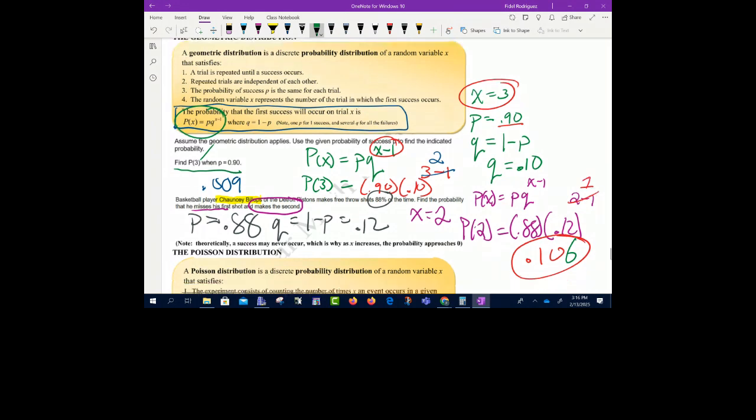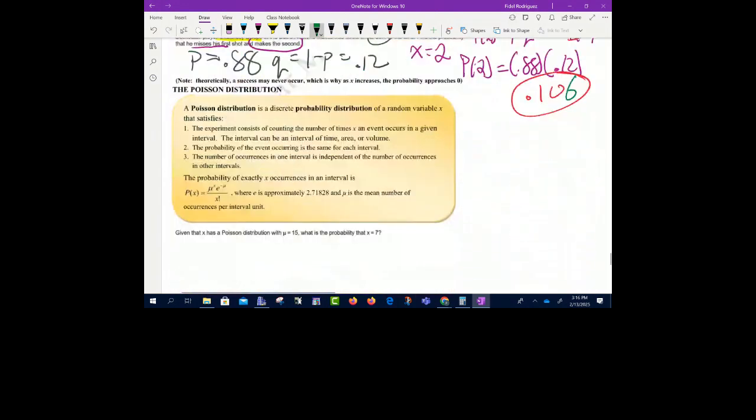And the last one that we have is something called the Poisson distribution. Let me tell you a little bit about it. It's a discrete probability distribution of a random variable x that satisfies 3 conditions. The experiment consists of counting the number of times x an event occurs in a given interval. The interval can be an interval of time or area or volume. For the most part, we use time.